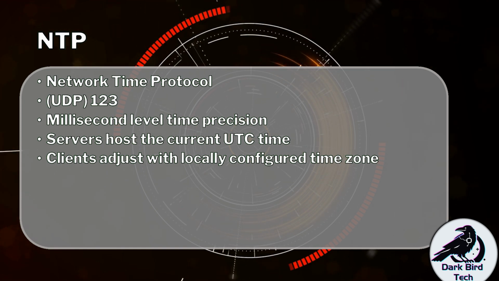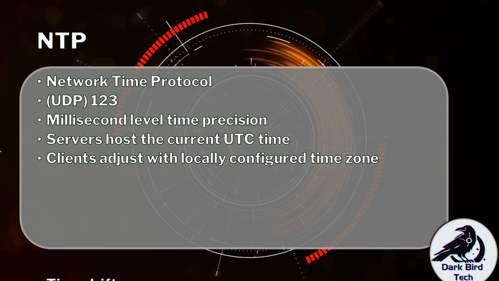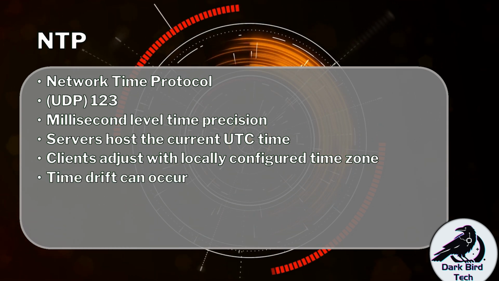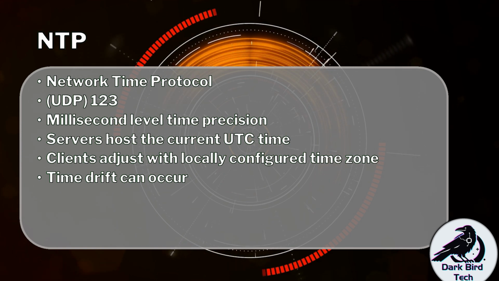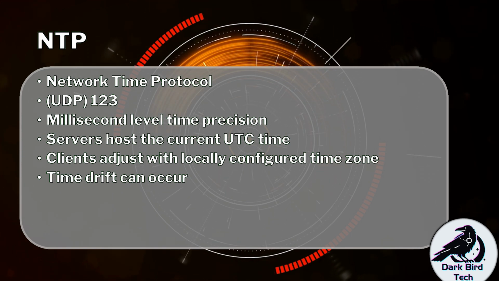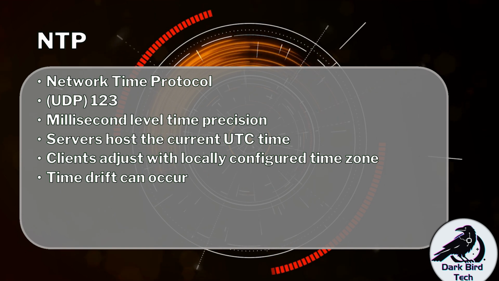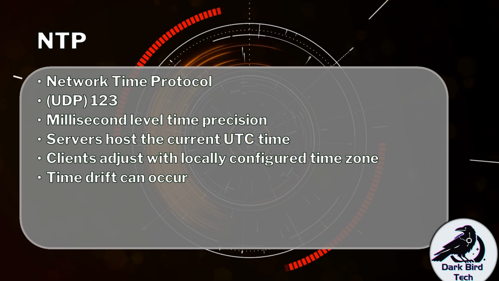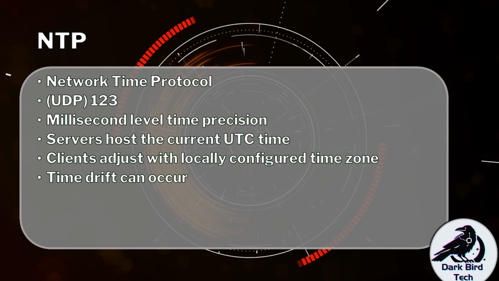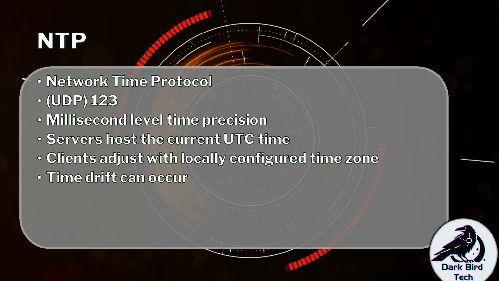The problem with anything that measures time is time drift can occur. No clock system, whether it be analog or digital, computer or otherwise, is going to be perfect. Time will shift for a variety of reasons. So to account for time drift occurring, there are two methods that we can use.